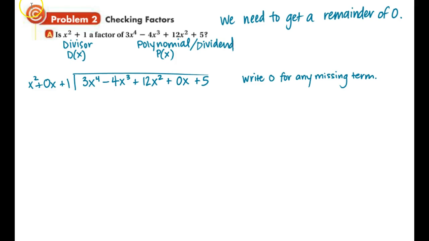In example 2, part A, we're asked if x squared plus 1 is a factor of the polynomial 3x to the 4th minus 4x to the 3rd plus 12x squared plus 5.